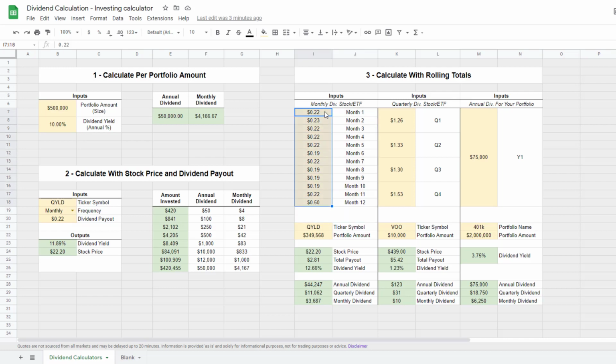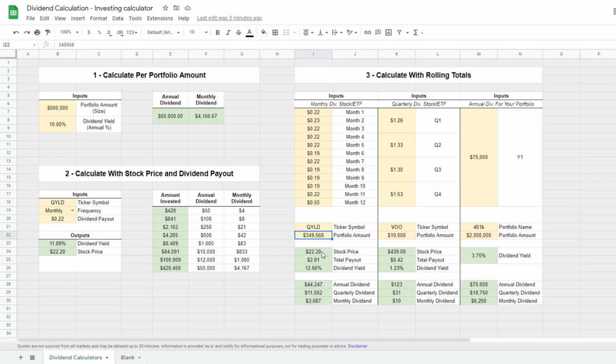So over here, these are the monthly dividends paid out to you for your desired ticker symbol or your desired stock or ETF. So again, we're going to analyze QYLD, and you can get all of these numbers here. These are the numbers that QYLD paid each month for their dividends in 2021. And you can get these numbers from Seeking Alpha. So I already went ahead and put in the dividend numbers for QYLD, and then I played around with the portfolio amount.